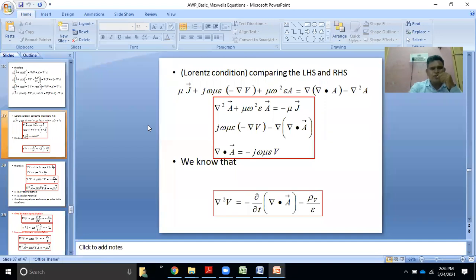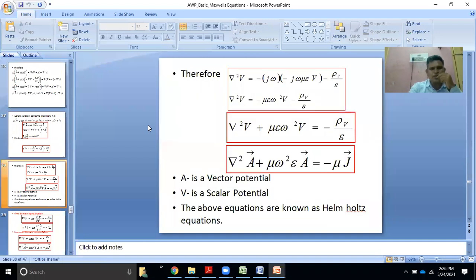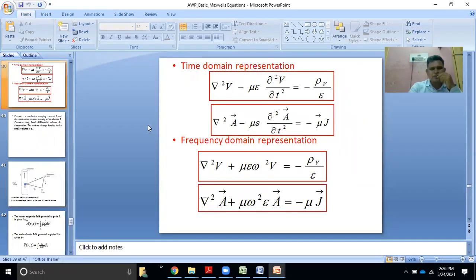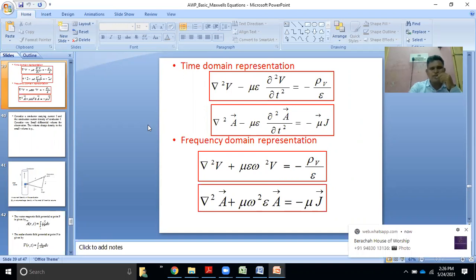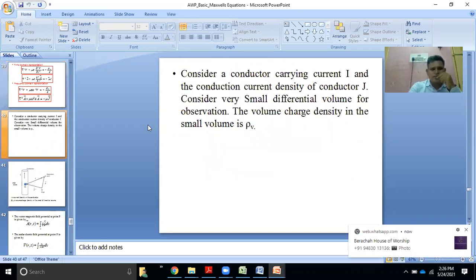Here we have discussed this so far, right? This also I have discussed. These are the representations of these wave equations in time domain and frequency domain.